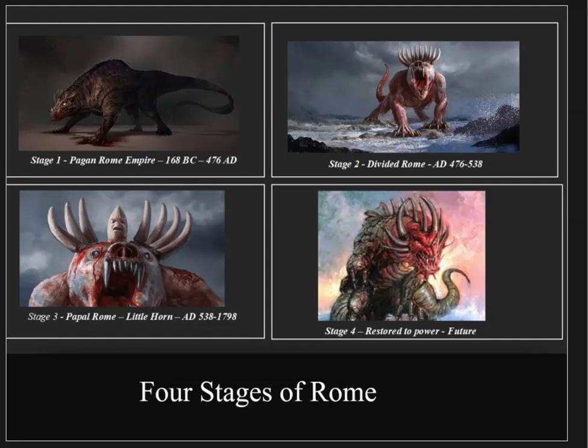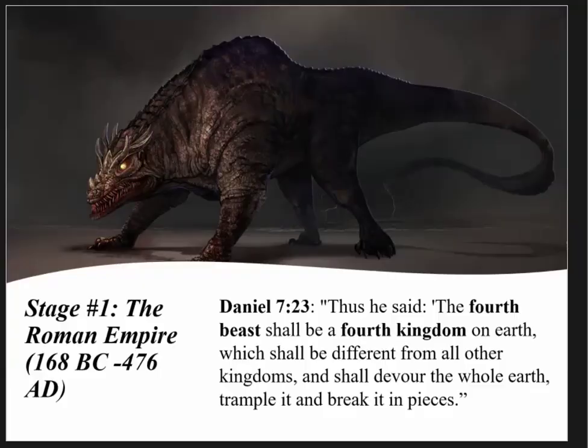If we go to Daniel 7:23 to 24, we find these stages of dominion of the fourth beast, which is Rome. So we have stage number 1, which is pagan Rome, an empire, which was from 168 BC to 476 AD. Then we have stage 2, the divided Roman Empire, that was from 476 to 538 AD. And then we have stage 3, papal Rome, which is also called the Little Horn. It was from 538 AD to 1798. And then the fourth stage is the restored power of this sea beast, which is future. Okay.